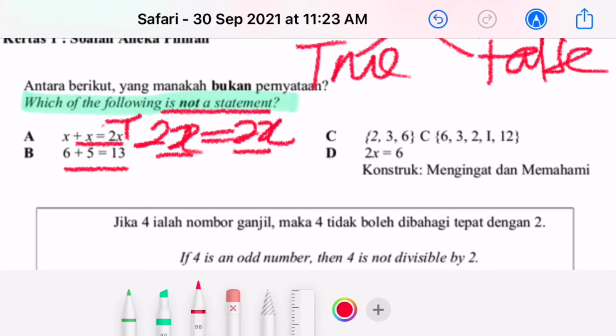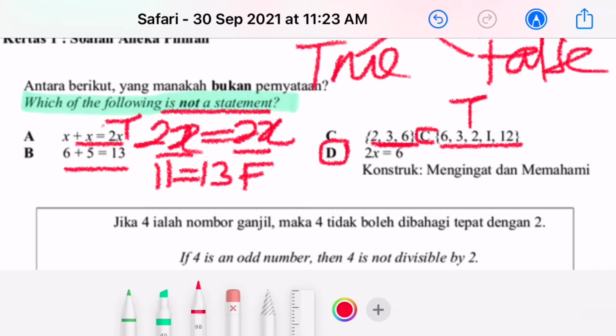6 plus 5 is 11. 11 equal to 13 is false. It's a statement. So this is not the answer. It's a false statement. This is a subset. The set 236 is a subset of this set, so it is true. So we want the non-statement, so this is the answer.